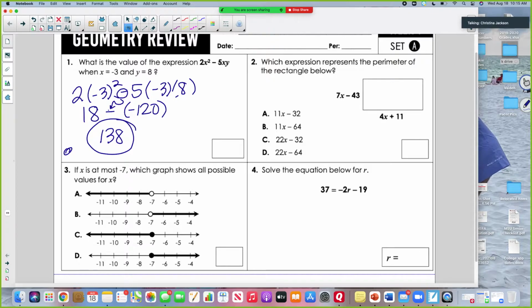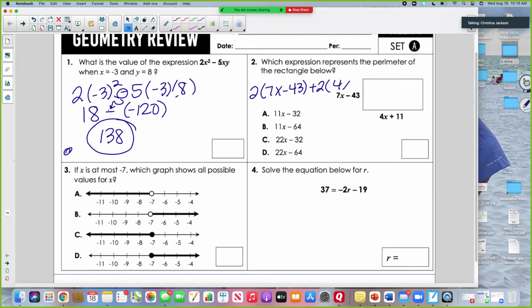The next one talks about the perimeter. What is a perimeter? The distance around something, the length around something. This is a rectangle, so how many of each side length do we have? Two, right? We have 2 of the 7x's and 2 of the 4x's. So you can either add these together and multiply by 2, or you can do 2 times 7x minus 43 plus 2 times 4x plus 11.